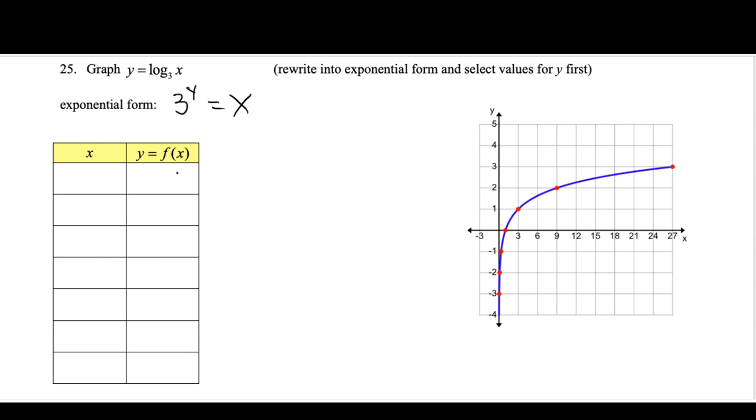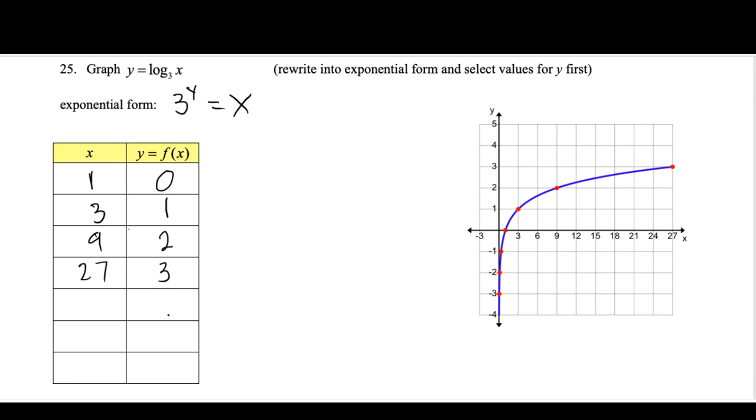So I would start by choosing y values and then plug those in and solve for x. For example, I might choose y equals 0. 3 raised to the power of 0 equals 1, so that would be the x value. Might choose y equals 1. 3 raised to the power of 1 equals x, which would be 3, right? y equals 2 would result in 3 squared, so x equals 9, okay? Then y equals 3. 3 cubed is equal to 27.